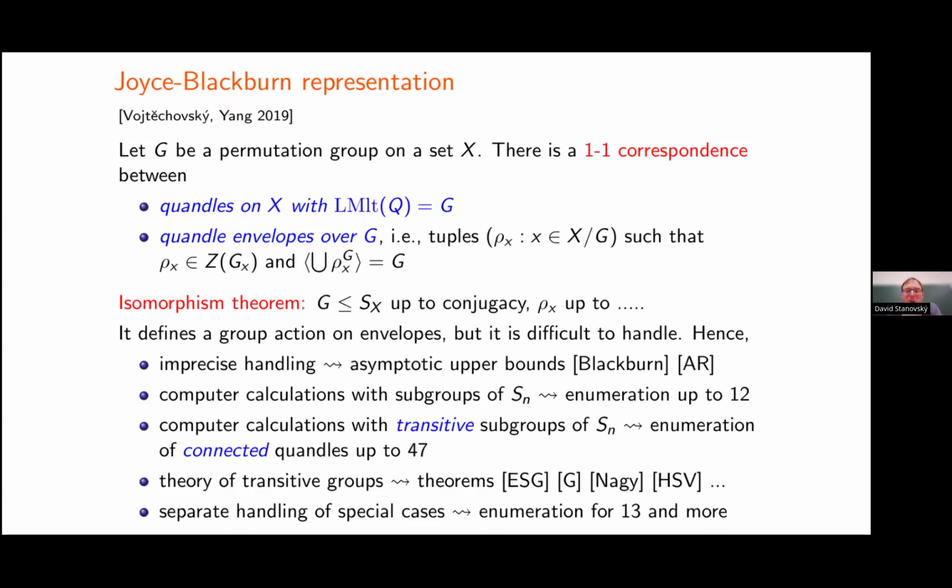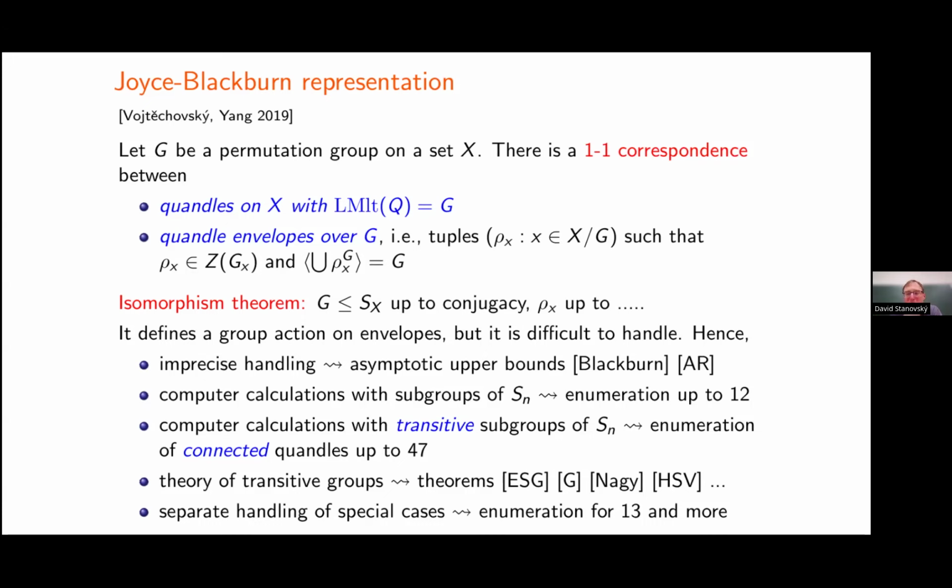You can use some theory of transitive groups, and that's the way you can obtain the theorems that I mentioned on the previous slide. With some group theoretic effort, for instance, you can prove that there are no connected quandles of order 2p, because the quandle envelopes would need to satisfy something which is contradictory to the Owen and Scott theorem. That's pretty much the idea behind our proof of the case of 2p.